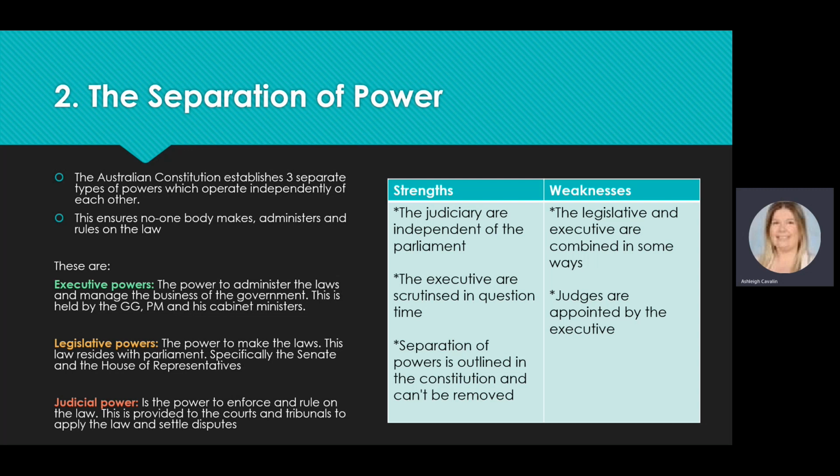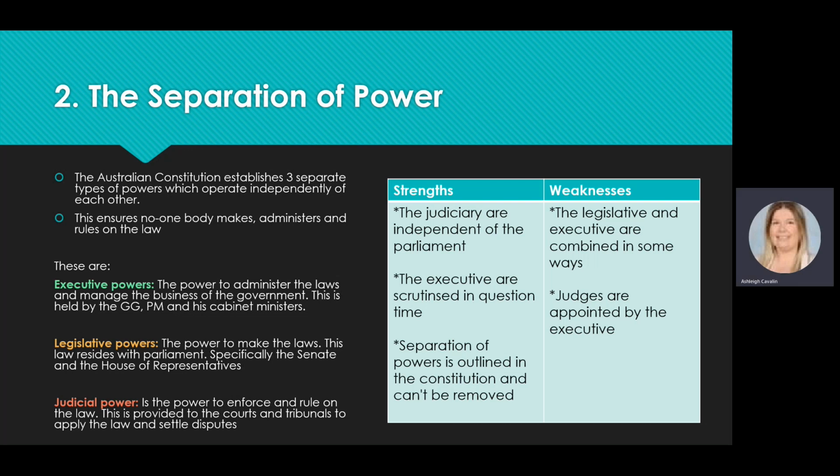Lastly, but separately, we have judicial power. This is the power to enforce and rule on the law. This power is given to the courts and tribunals to apply the law to various disputes. What are the strengths? Well, the judiciary are completely independent of the Parliament.